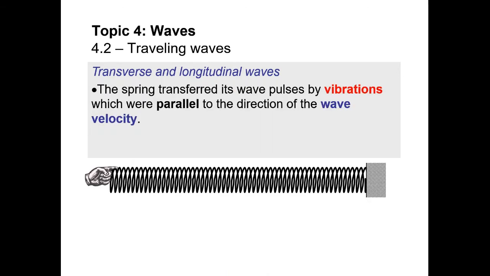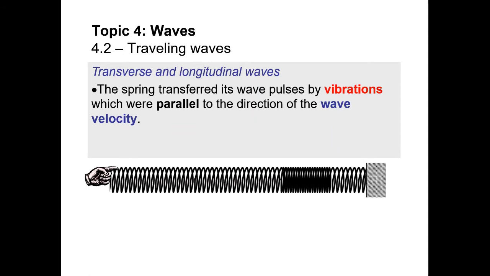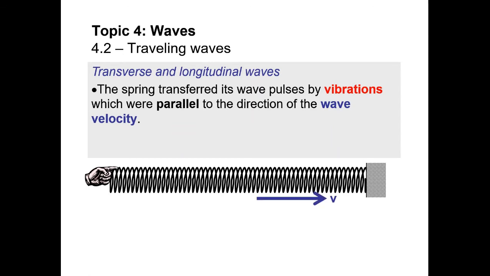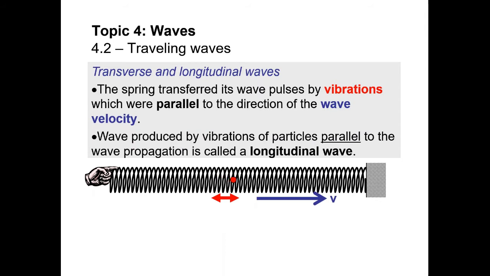The spring transferred its wave pulses by vibrations which were parallel to the direction of the wave velocity. The wave produced by vibration of particles parallel to the wave propagation is called a longitudinal wave. You can see the red particles vibrating back and forth parallel to the direction of the wave propagation.